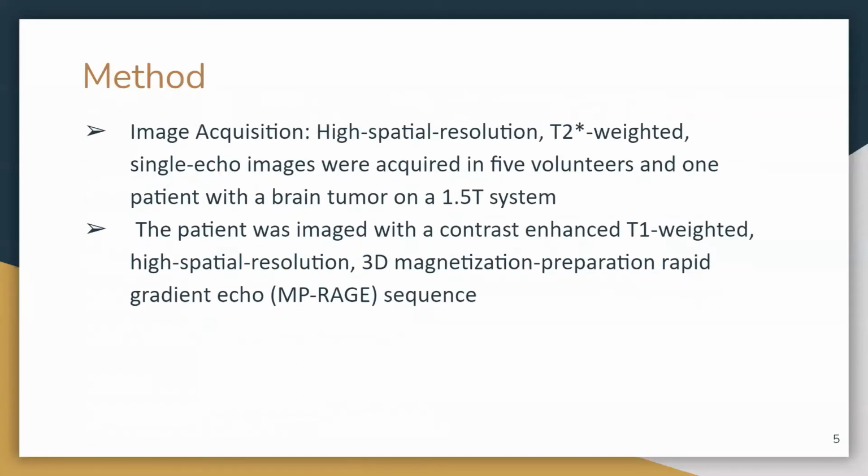The method proposed in the paper to improve the contrast of MR phase images contains a few steps. First is image acquisition, where high spatial resolution T2 star weighted single echo images were acquired in 5 volunteers and one patient with a tumor on a 1.5 Tesla system. Then the patient was imaged with a contrast enhanced T1 weighted high spatial resolution 3D magnetization prepared rapid gradient echo, in short MPRAGE, sequence.